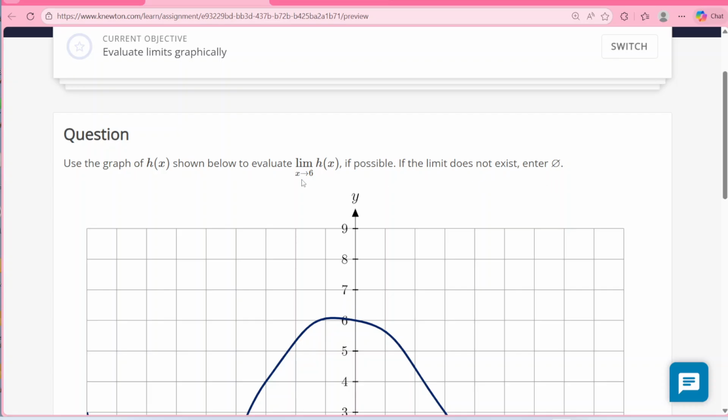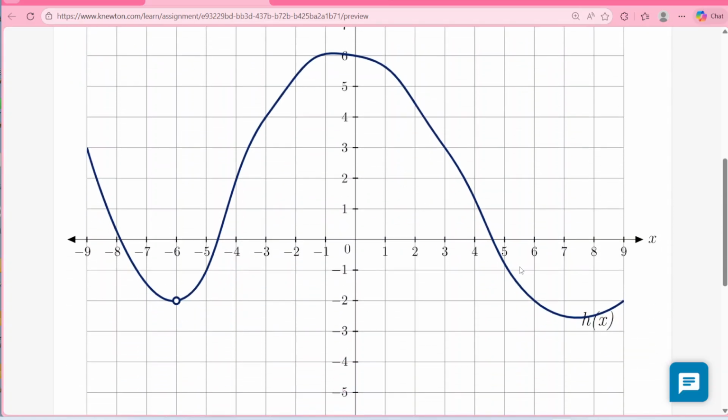So look, we have the limit as x approaches 6 of h of x. So if you look at this picture, now I'll draw a little bit of this up on my paper, just for this first one at least.